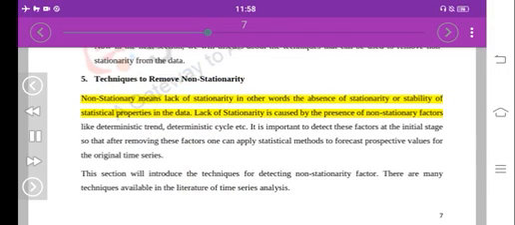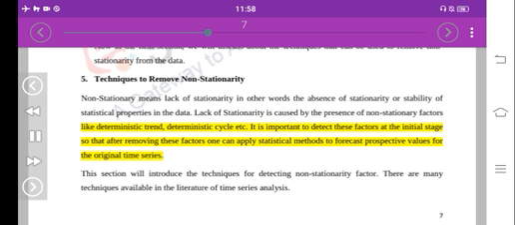Non-stationary means lack of stationarity, in other words, the absence of stationarity or stability of statistical properties in the data. Lack of stationarity is caused by the presence of non-stationary factors like deterministic trend, deterministic cycle, etc. It is important to detect these factors at the initial stage so that after removing these factors one can apply statistical methods to forecast prospective values for the original time series. This section will introduce the techniques for detecting non-stationarity factors.